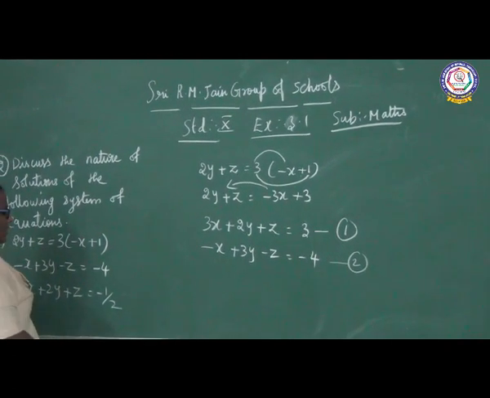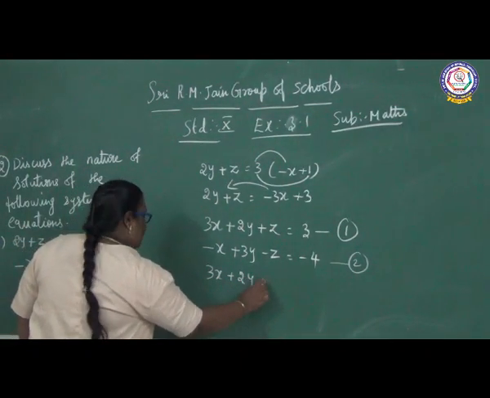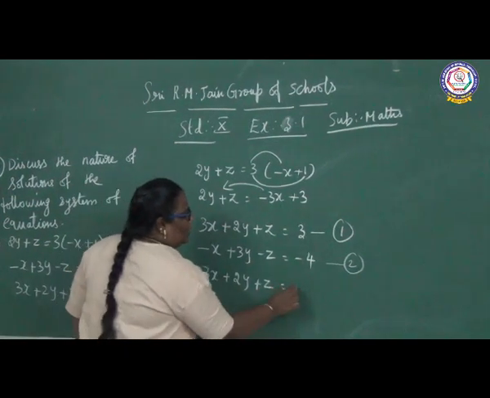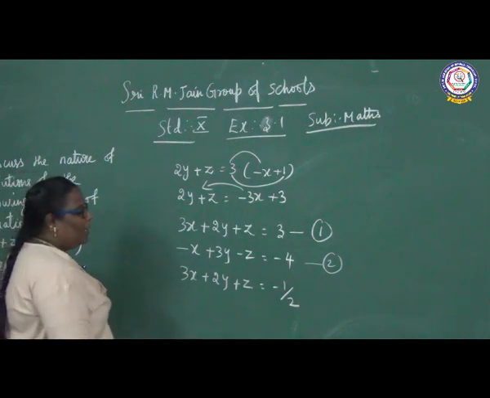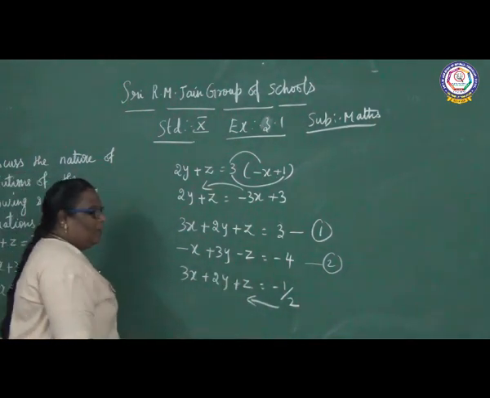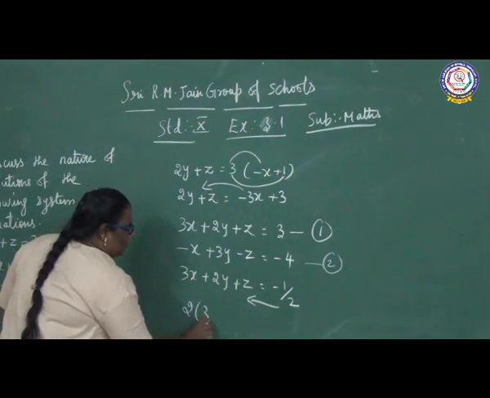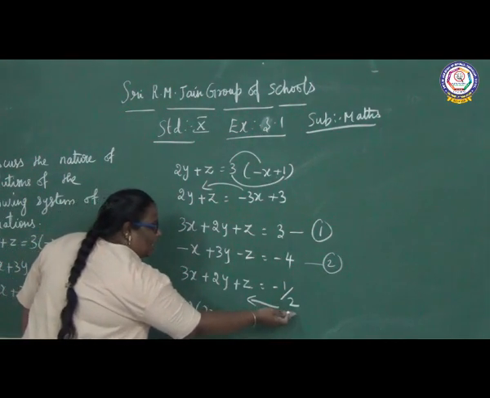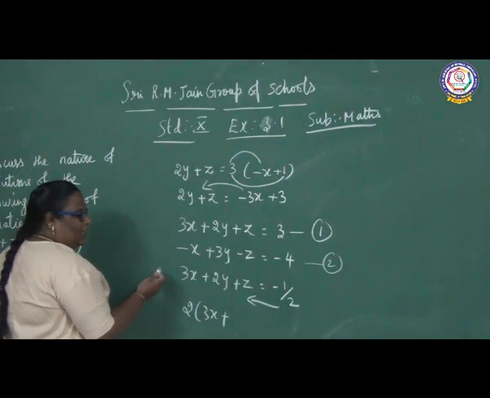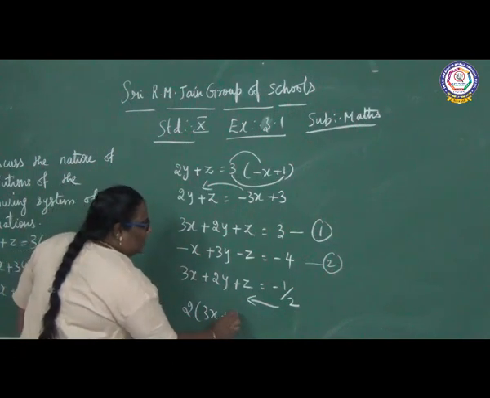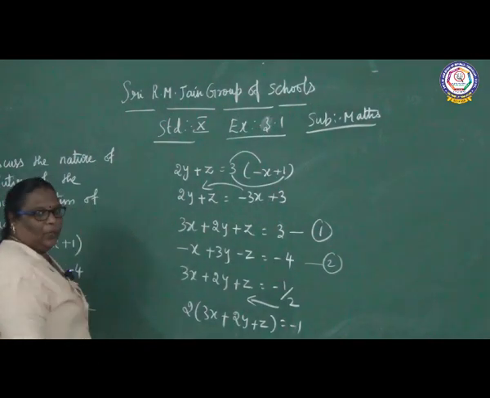See the third equation: 3x plus 2y plus z equal to minus 1 by 2. So you bring 2 to this side. What is the value you are getting? 2 into 3x plus 2y plus z. It is in a division form, so you can bring it to this side and it becomes multiplication. So 2 into 3x plus 2y plus z equal to minus 1.